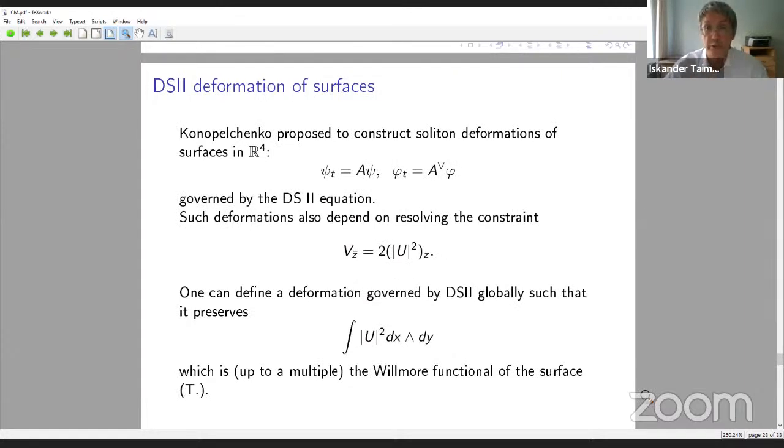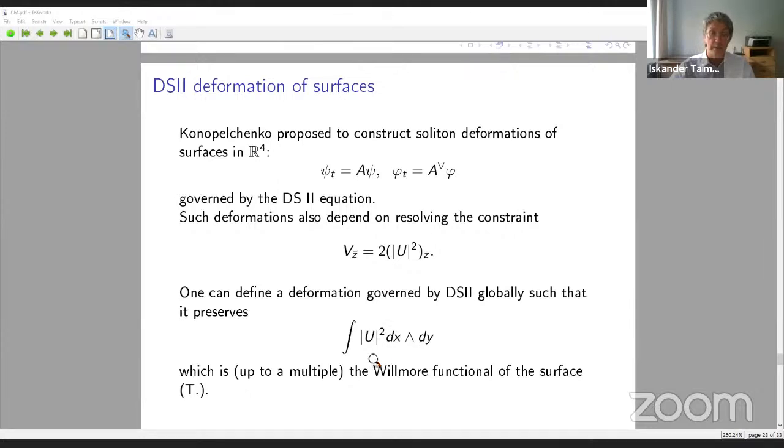Following his previous trick, Konopelchenko proposed to construct soliton deformation of surfaces in completely the same manner. We take the deformation of psi, the deformation of phi, which are governed by the differential operators A and B, matrix differential operators where coefficients depend on U and V. So such deformation also depends on resolving this constraint. That's important. And as I had shown, one can define deformation governed by DS2 globally such that it preserves the Willmore functional. It's again the Willmore functional.